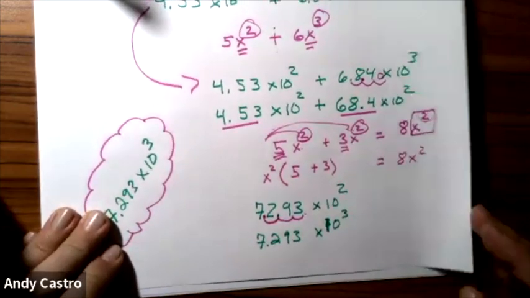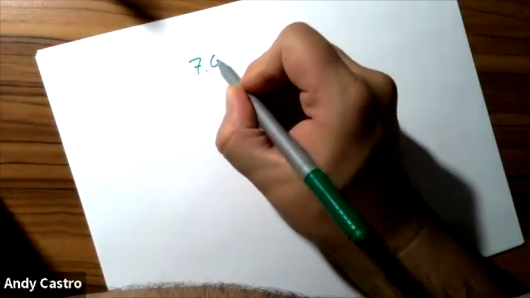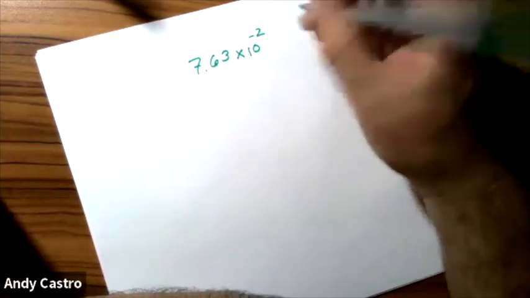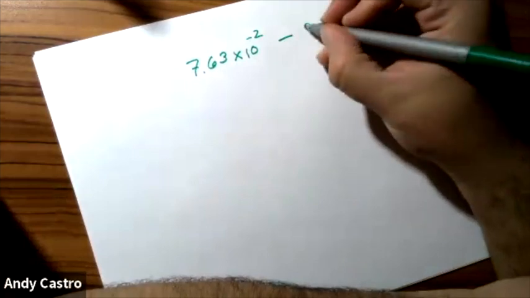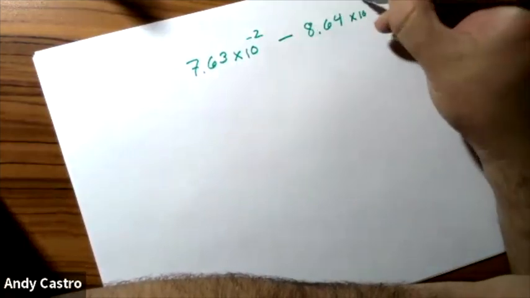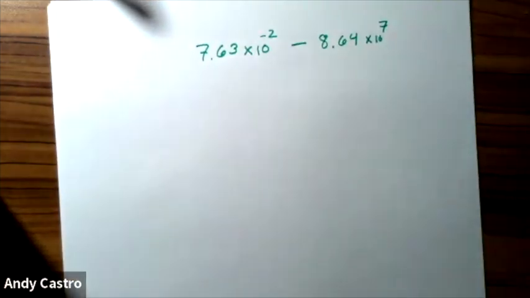All right, so now I'll work a subtraction problem. It's going to work the same way as the addition problem, but we'll do that example just to show. We'll have 7.63 times 10 to the negative 2 minus 8.64 times 10 to the 7th.